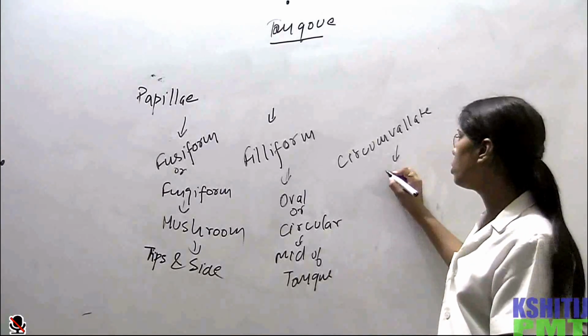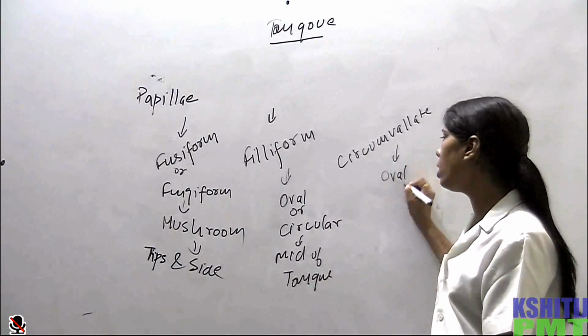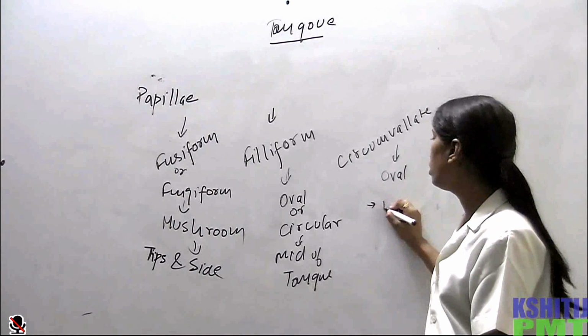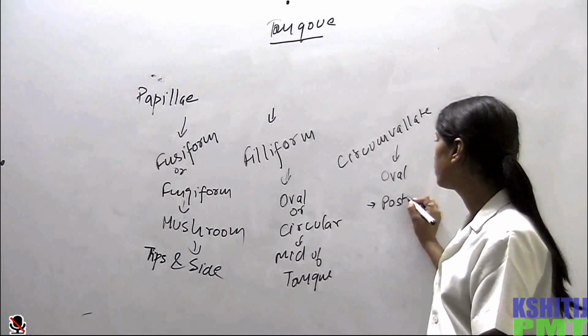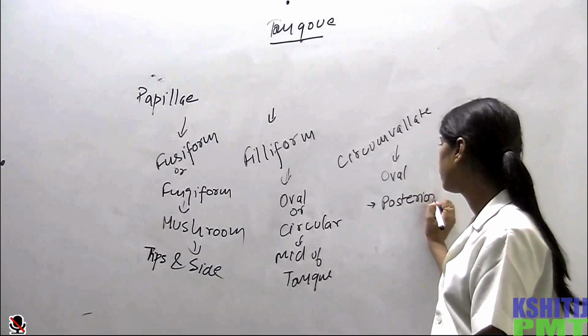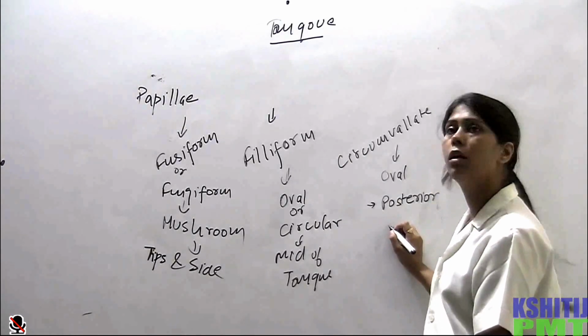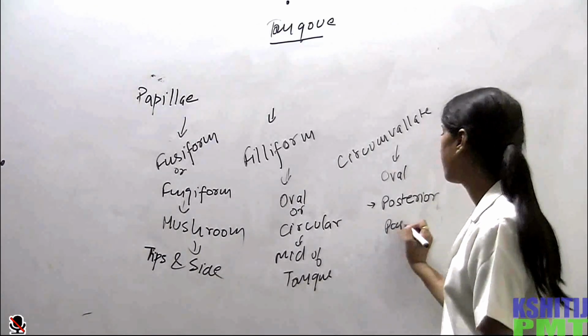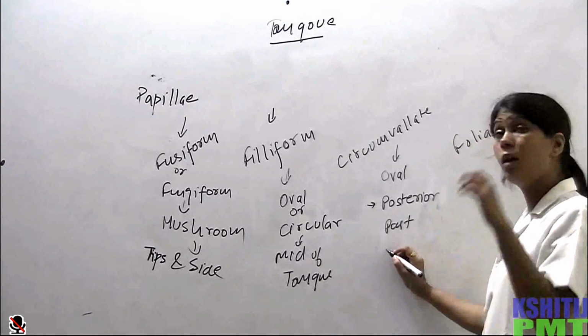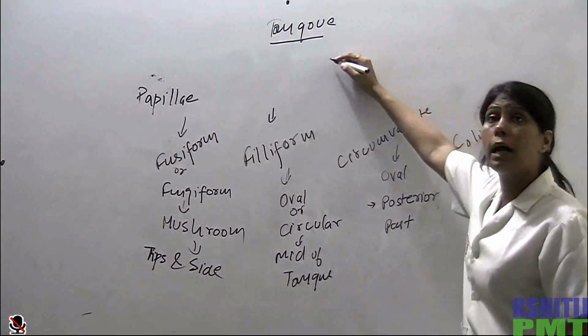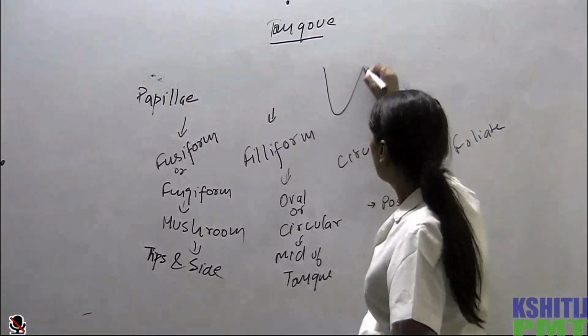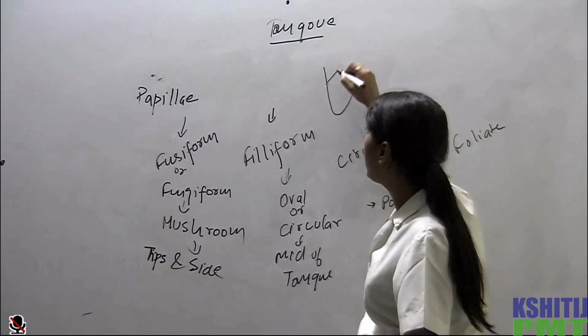larger in size. So the shape is again oval, and these are present on the posterior part of the tongue. Again, one more thing. Posterior part of tongue doesn't mean anterior. This was anterior and posterior.